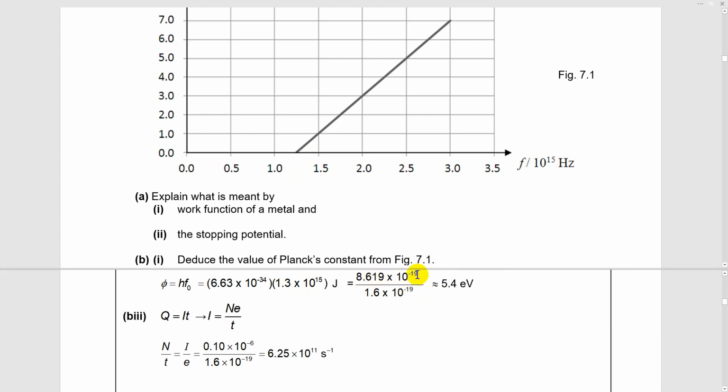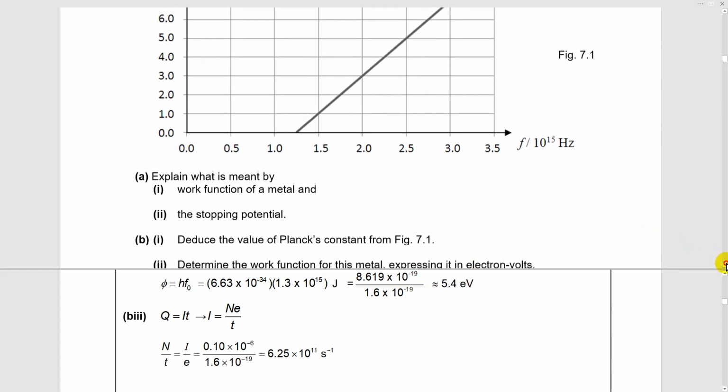8.619 times 10 to the power minus 19 joules. But because the question wants your answer to be in eV, to convert joules to eV, all you do is just divide by e. Okay, in this case the answer is 5.4 eV. Okay, next.